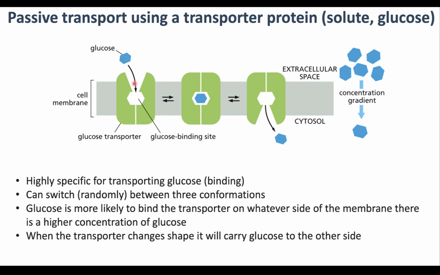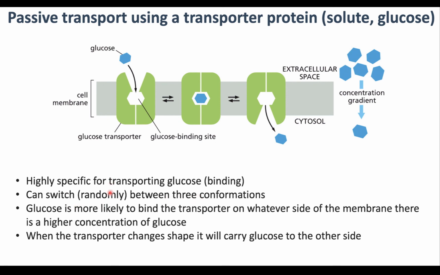So here glucose can enter the binding site, and then this protein can randomly switch conformations. It'll go through an intermediate where it's closed on both sides, and then in this case open to the intracellular space. The protein will then switch shape again, but this time with no glucose in the binding site, and then return to its original conformation. So this protein is highly specific for transporting glucose. It can switch randomly between 3 conformations.